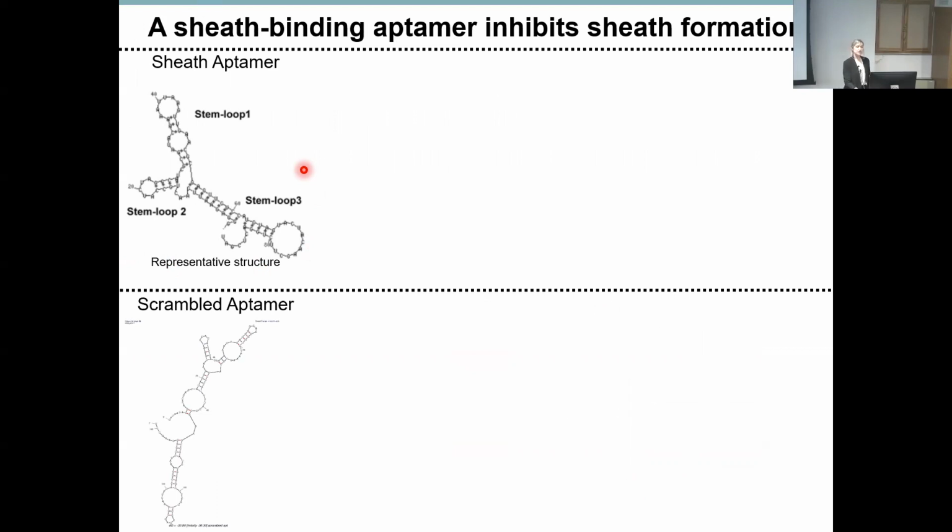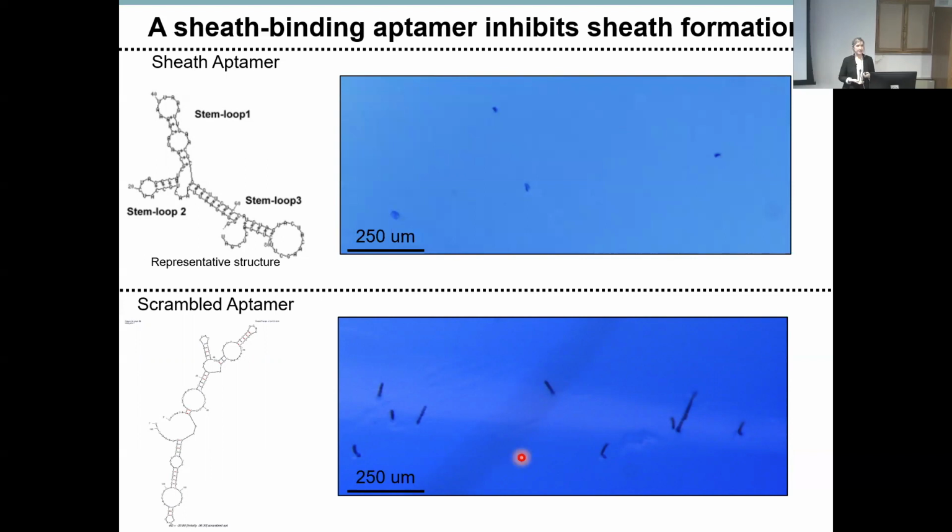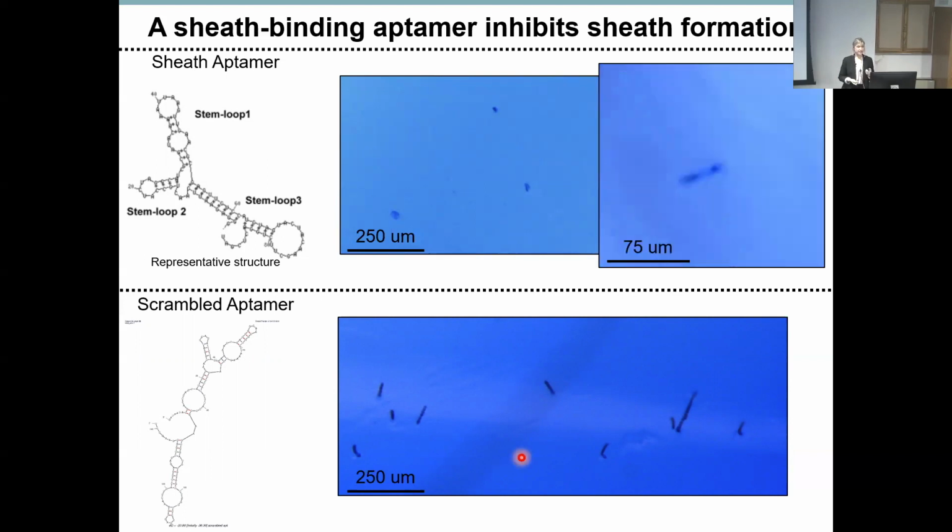And when I deliver the scrambled aptamer control in artificial diets, the sheaths that are put down in the diets look like what you would expect. They are linear and they're globular, and there are quite a few of them. But then when I do the same experiment delivering the sheath aptamer, the sheaths that are put down are much shorter and much less abundant. And at higher magnification, I see that they also haven't fully polymerized. So first I'm showing you that there's a morphological effect from this aptamer on stylet sheaths.